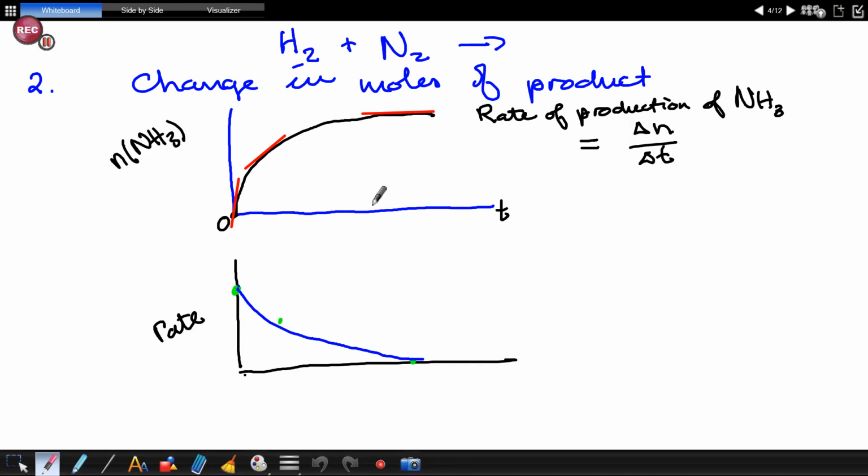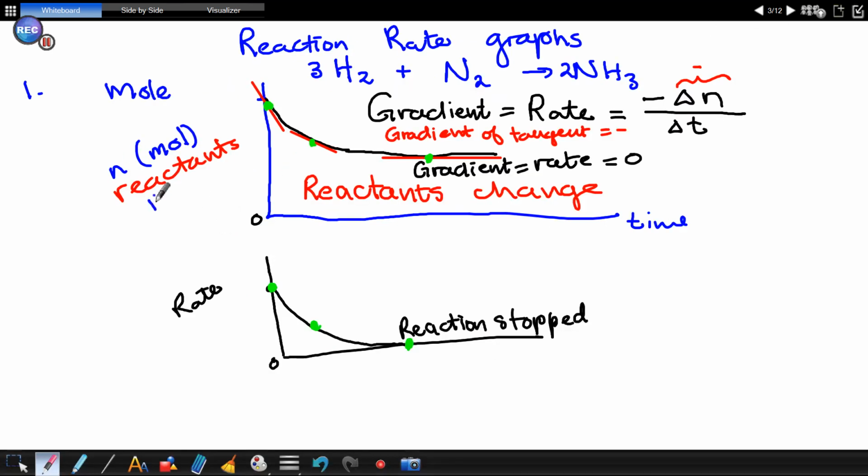We were looking at what happens to the moles of nitrogen and hydrogen. It will decrease, but it will decrease slower and slower. As less hydrogen and nitrogen is in the container, the reaction will slow down.